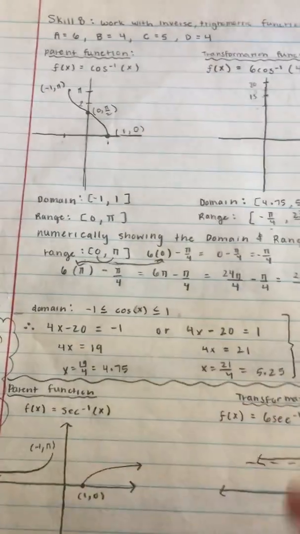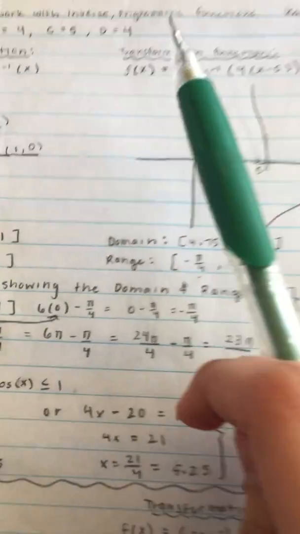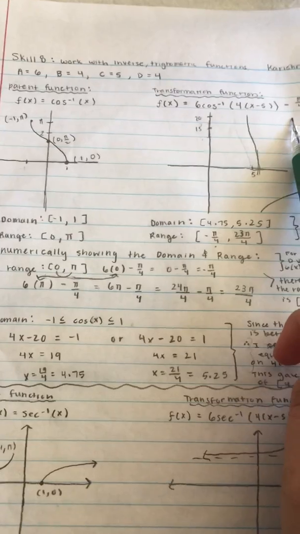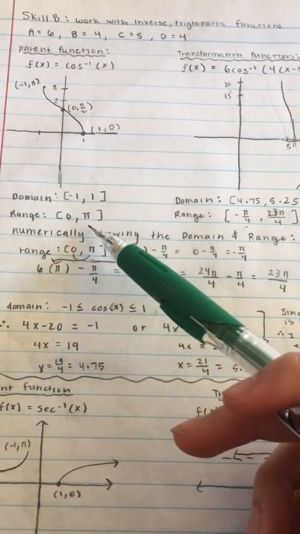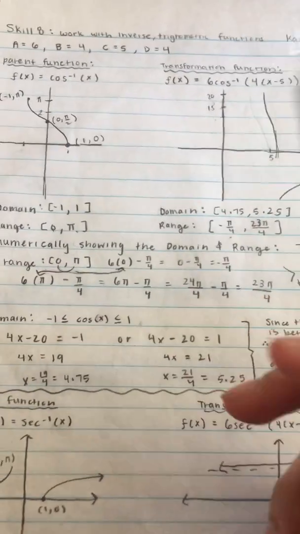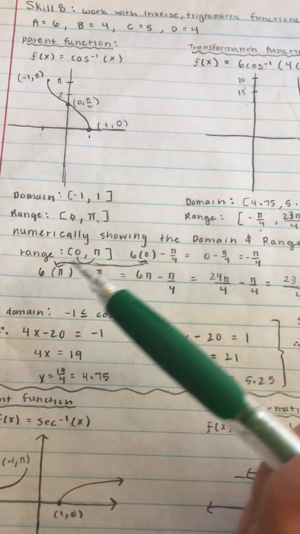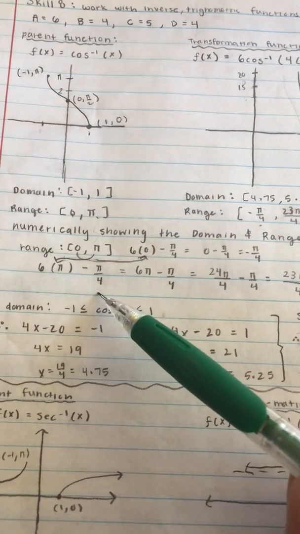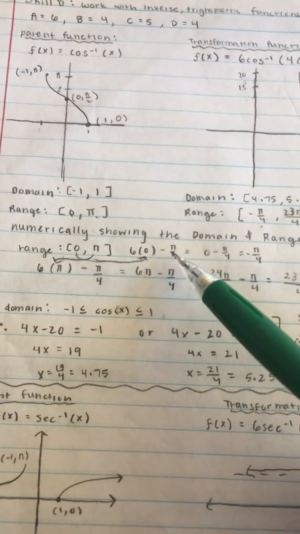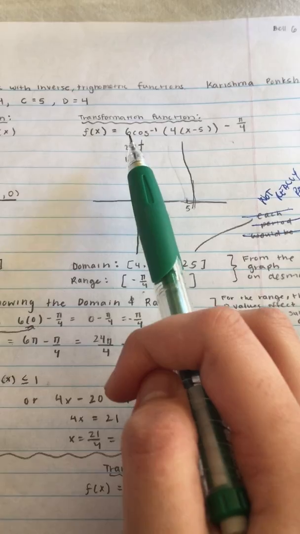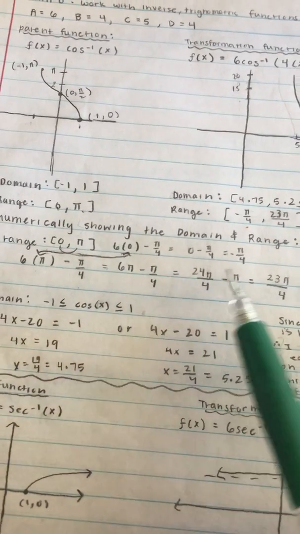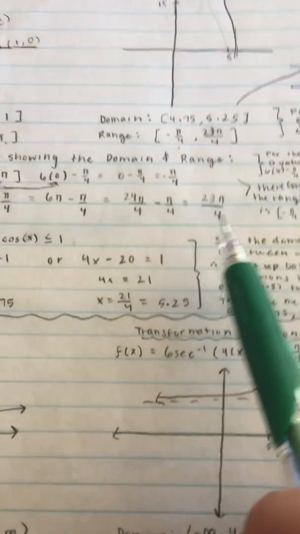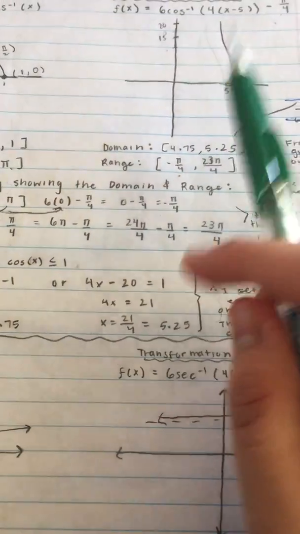First, for calculating the range, you have to take into consideration the A and the D value. What you have to do is plug in 0, and then also plug in pi. So what I did is 6 pi minus π/4, and then 6 times 0 minus π/4. This is obtained from the A and the D value. Then I solved, and I got -π/4 and 23π/4, and that corresponded with the range that I got on Desmos.